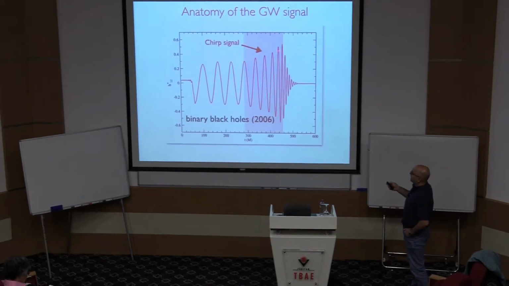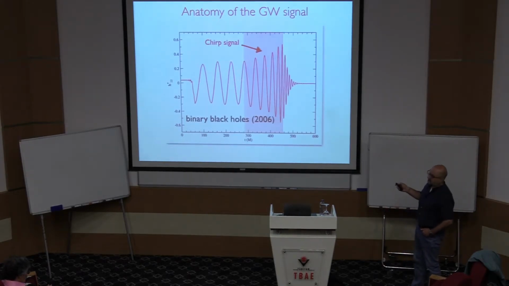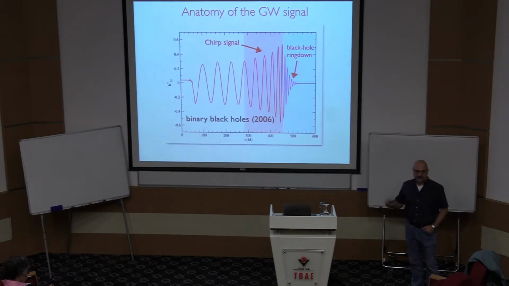So there is a part which is called a chirp signal. Why is it called a chirp signal? Does anyone know? What gets high? Not only the frequency. The frequency gets high, but also the amplitude. And why is it called chirp? Because it sounds like a bird. That's what a bird does. It goes up in frequency and amplitude. And then there is a ring down, an exponentially decaying part of the signal.